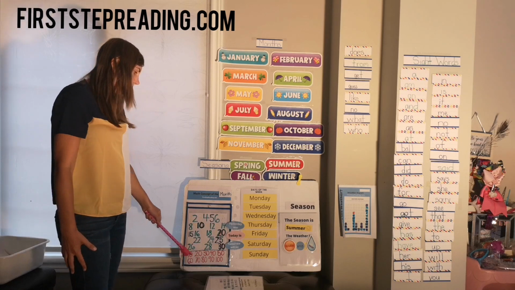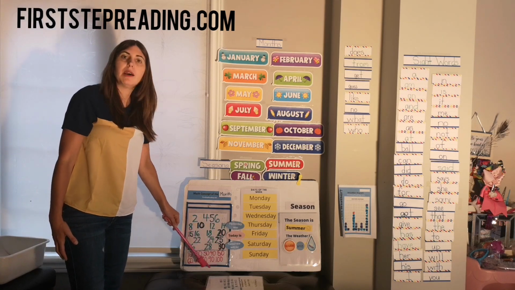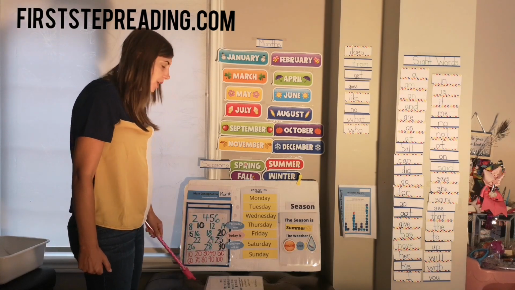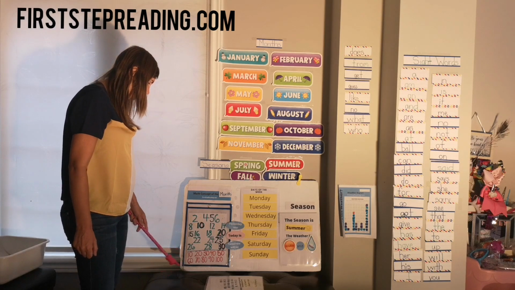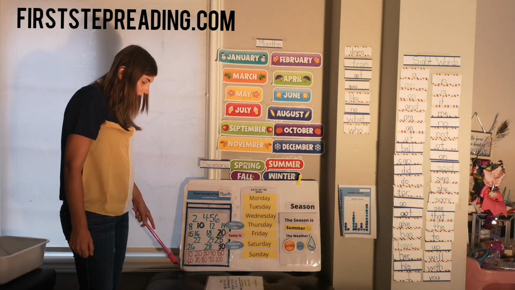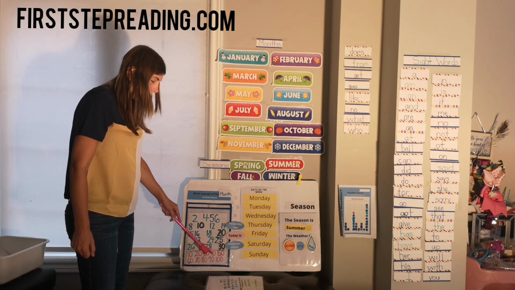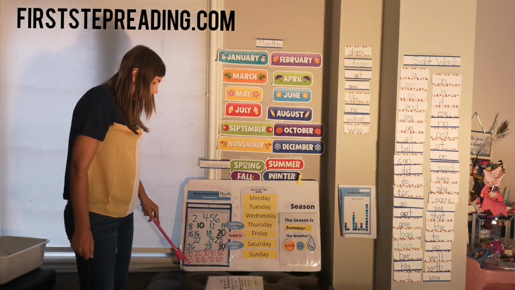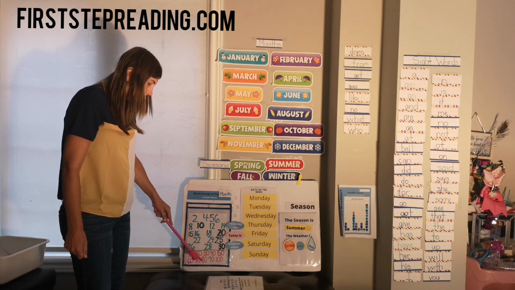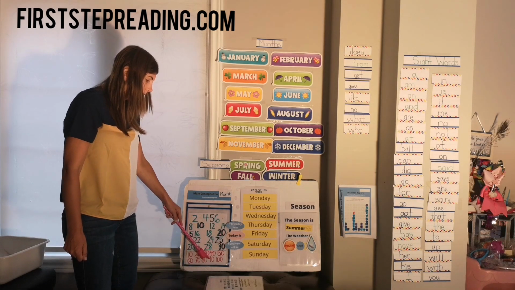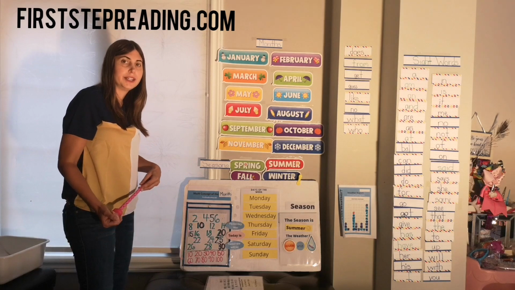We're going to count by 10s. It's easier to do it down here. And we're going to try to count all the way to 100 today. You ready? We're going to do it together. 10, 20, 30, 40, 50, 60, 70, 80, 90, 100.